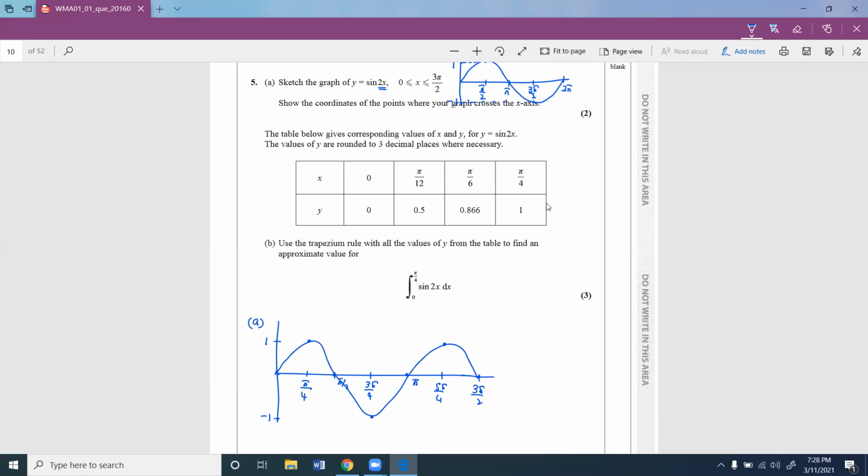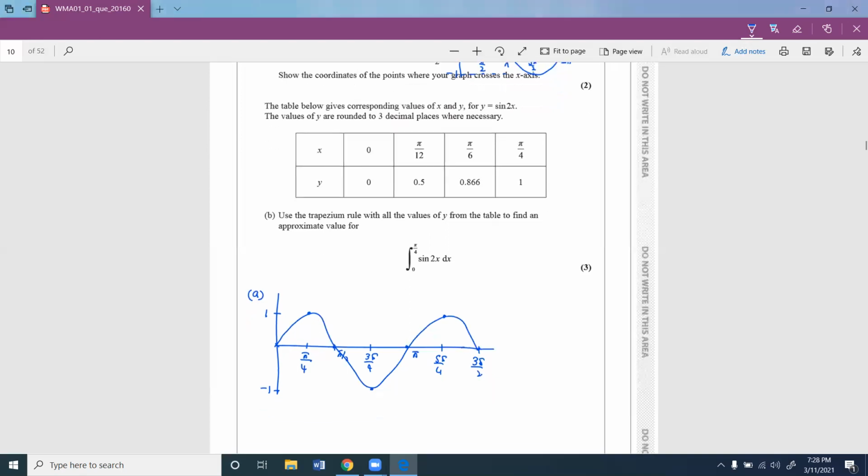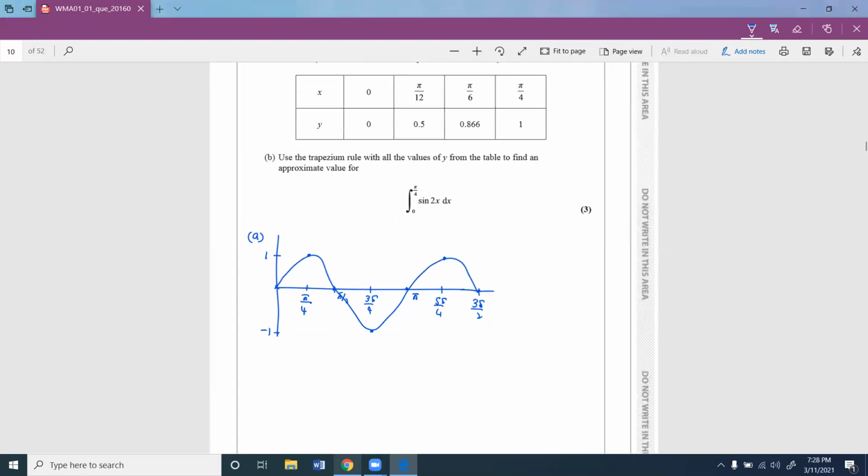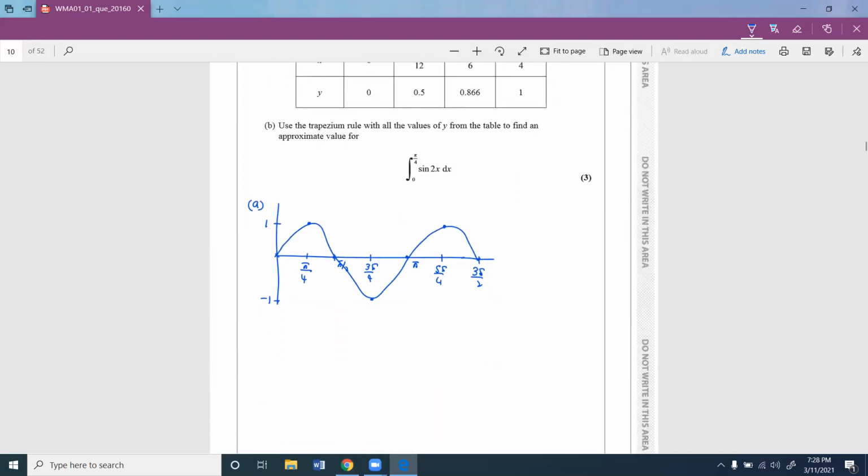That's the answer for part A, right? Okay, the table below gives the corresponding values for x and y for y equals sine x. Use the trapezium rule to find all the values of y and find the approximated value for this. Then put in the trapezium rule. In the trapezium rule, we know that the integration from 0 to pi by 4 of sine 2x dx is approximately equal to, the formula for the trapezium rule is half of the width of the strip.